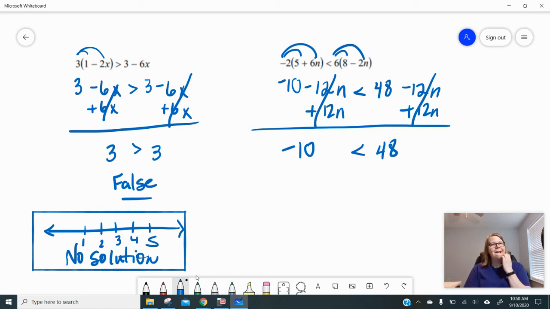Okay, so now I'm left with just like a number statement, like negative 10 is less than 48. Okay, is that a true statement? Is negative 10 less than 48? Yeah, all negative numbers are less than positive numbers. So that is true. And that means that all real numbers are going to be on this graph.